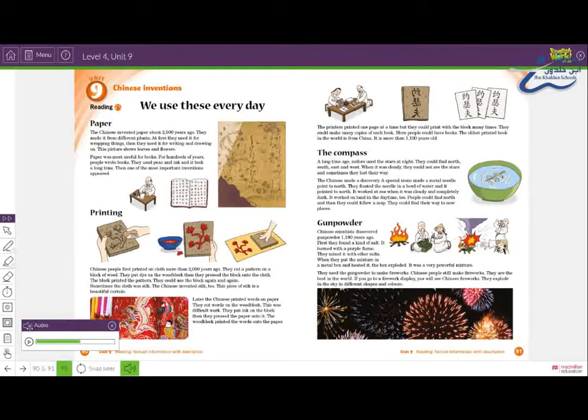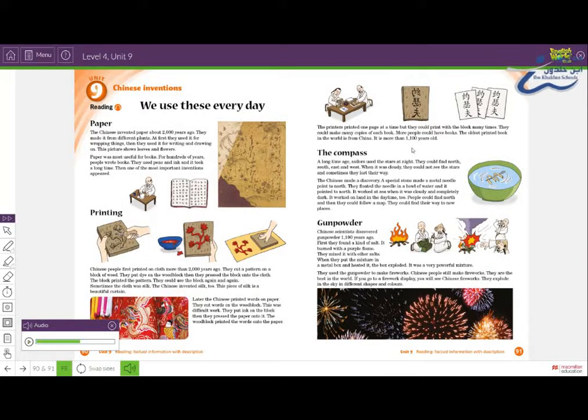I'd like you now to add another question, which is, how old is the oldest book? Try to find the answer. You may find the answer at the last of the second paragraph on page 91 here. Yes, the answer is more than 1,100 years old.